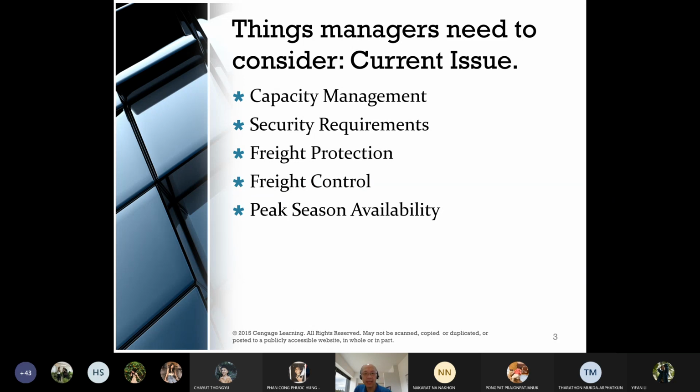And then the last issue is peak season availability. When is peak season? For example, during the holiday season, Christmas, Thanksgiving, New Year, there will be the problem of port congestion or equipment shortage, which will result in delivery delay.